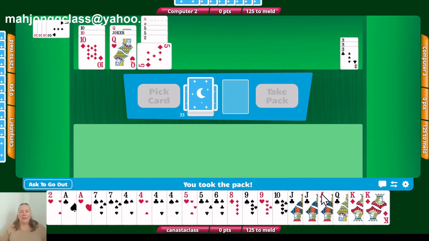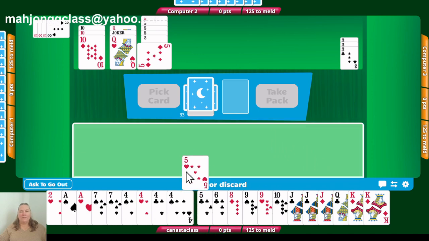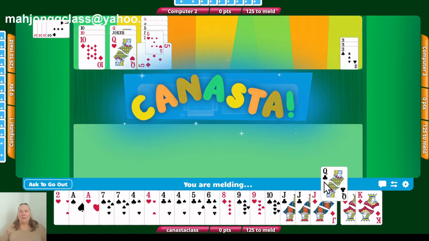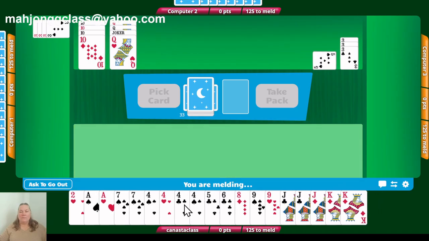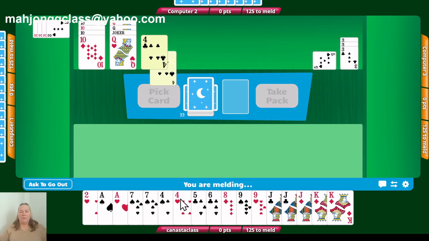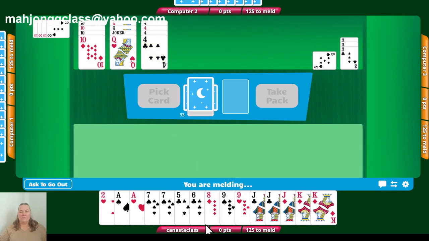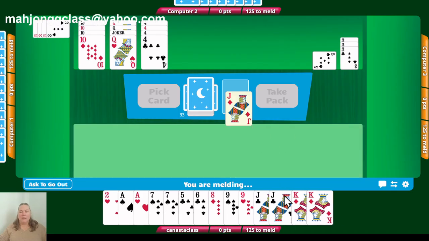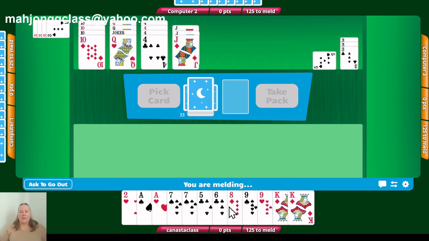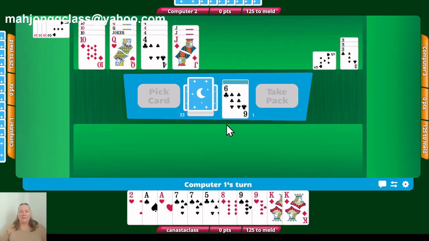Sort by rank and make sure you make the canasta first. Put out the cards that you have in your hand to match. I'm going to put out my 4s. Maybe my partner has some 4s. I don't have any more queens. I'm going to put out those jacks, and I'm going to discard the 6.